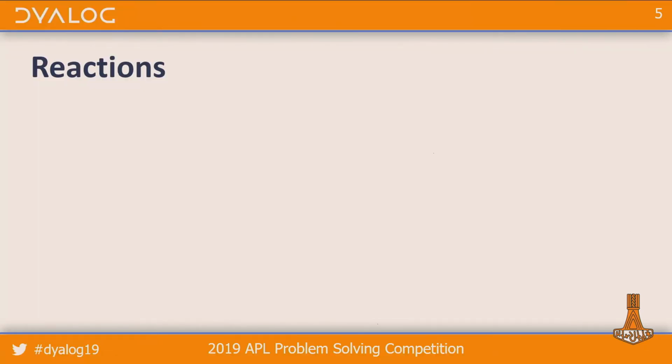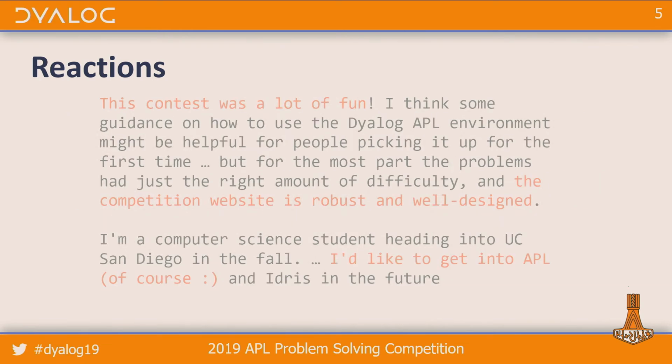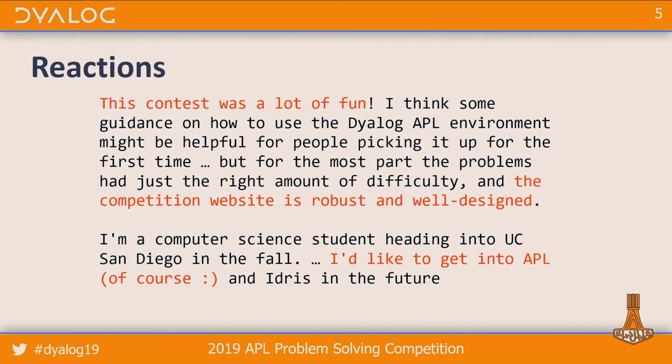So, some reactions from our participants. When I was reviewing this, I realized I had a lot of reactions, so I've highlighted in red what I thought were some of the important phrases. Here's a 17-year-old that now uses APL as his everyday calculator, much like I'm sure a lot of us do. All these slides, by the way, will be available online, so if I skip through them too quickly for you to read, you can look later.